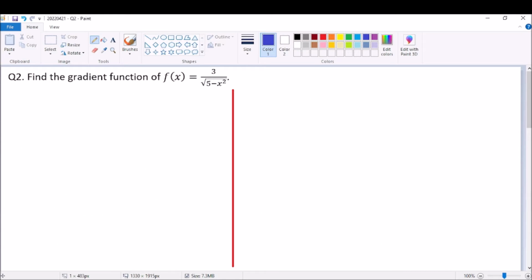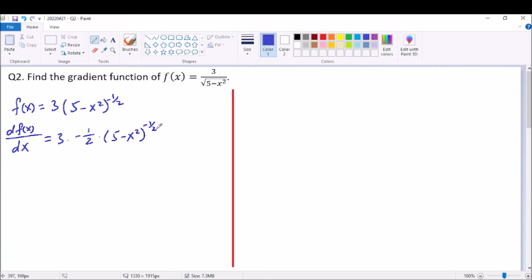Question 3. Find the gradient function of these expressions. I will solve using two approaches. One, direct differentiation, and the second approach is making use of chain rule. Direct differentiation. f(x) equals 3 (5 minus x squared) to the power minus half. df(x) over dx equals 3 times minus half, (5 minus x squared) to the power minus half minus 1.